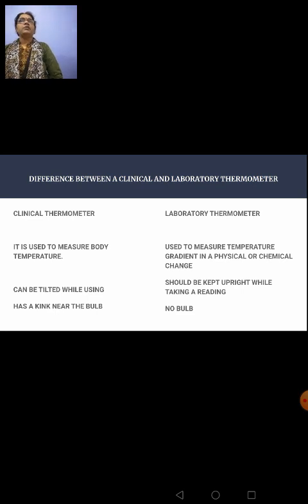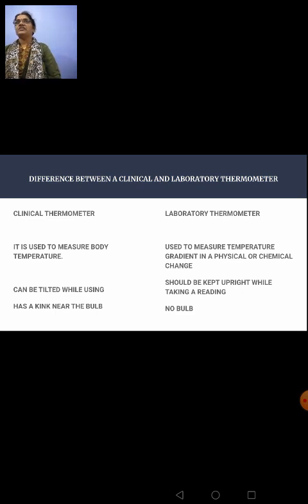And a clinical thermometer, you can tilt when you are using it, because I said you have to give it a jerk and all. But a laboratory thermometer, you can hold it, that clinical thermometer, you can tilt it, and when you're reading you can do like that, but a laboratory thermometer should always be kept upright, and it should never be tilted.